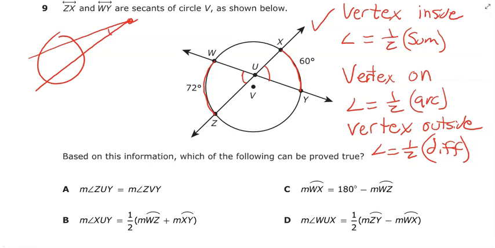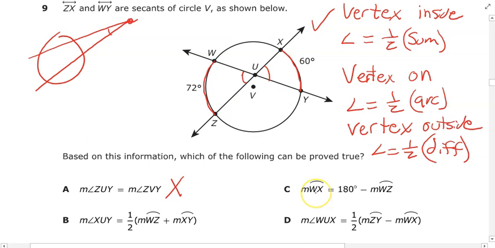So on ours, I know that the vertex is inside of the circle, so it's going to be 1/2 of the sum of those two. So let's see what it has here. Measure of angle ZUY is equal to ZVY. So ZUY is equal to ZVY. No, that's definitely not the same. This angle is going to be a little bit bigger than that one, so that's not true.